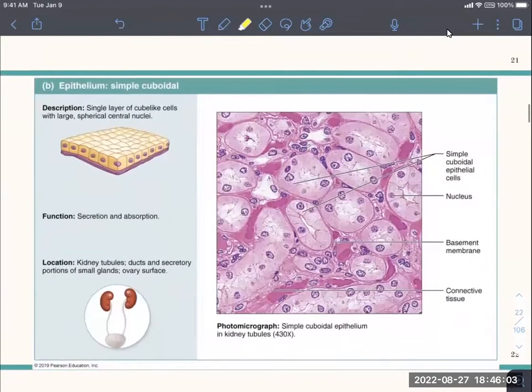So here are some kidney tubules. You can see there's kind of these little square-like cells. These are simple cuboidal epithelium. This is what lets us absorb and secrete what we do not need or take back in what our body does need.